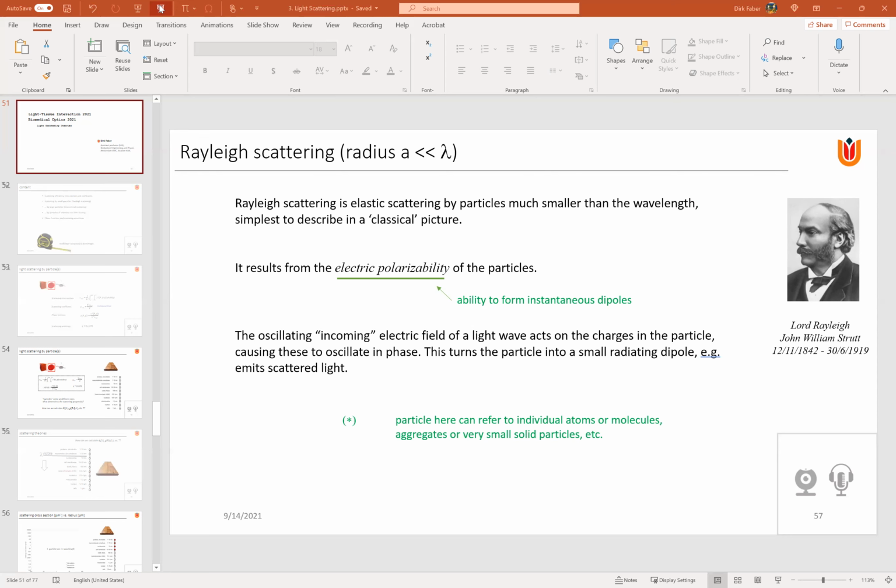So in this case, and again, this is particles loosely defined that are much smaller than a wavelength. So you can think then of individual molecules or very small aggregates or very small solid particles. These kinds of things.